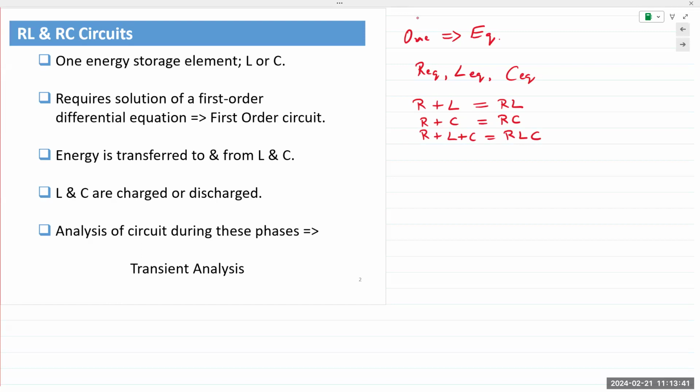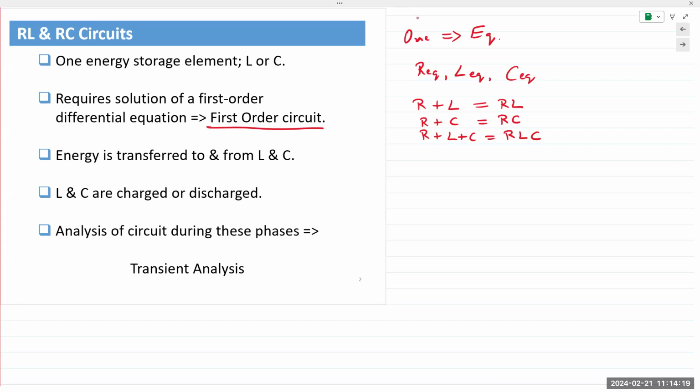When we take a look at these circuits, especially the ones that have one energy storage device, one Leq or one Ceq, we discover that it has a first order differential equation. Okay. So we are required to solve a first order ordinary differential equation. Hence, these RL and RC circuits are also known as first order circuits. Okay, first order circuits.